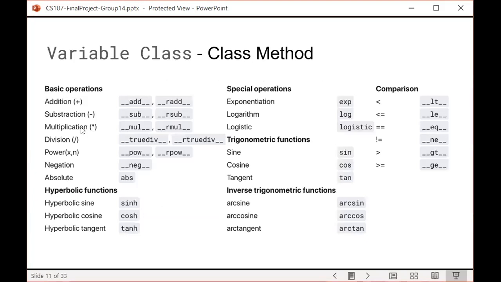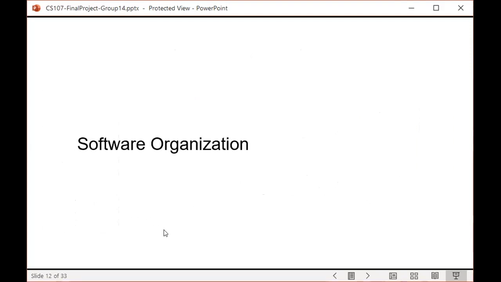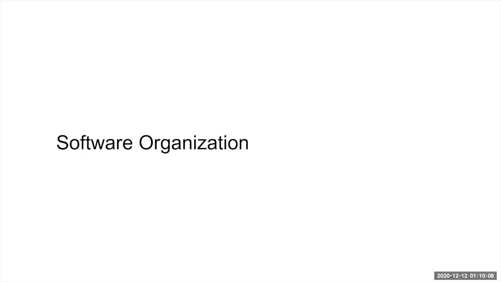We also implement a lot of class methods, which cover almost all the elementary operations, such as the basic operations, the hyperbolic and trigonometric functions, and the inverses of them. We also implement some comparison methods, which can compare the values and derivatives of two variable objects. Now, my colleague Erik is going to talk about the software organization.